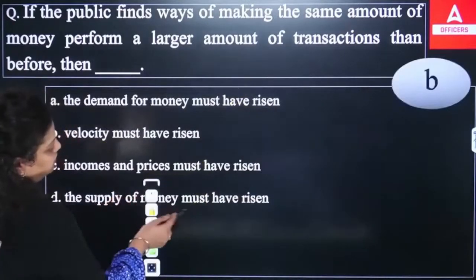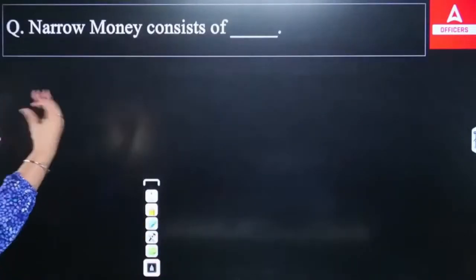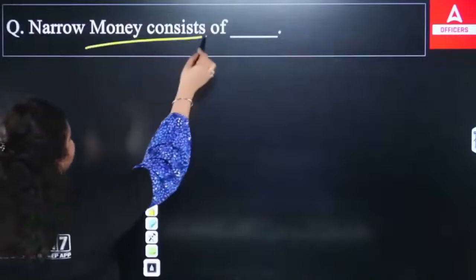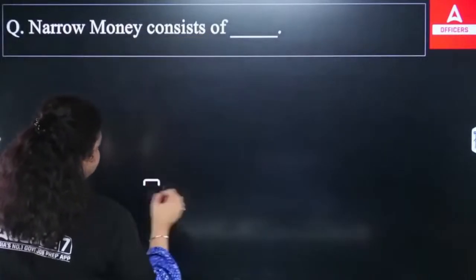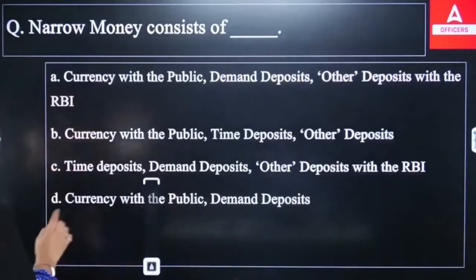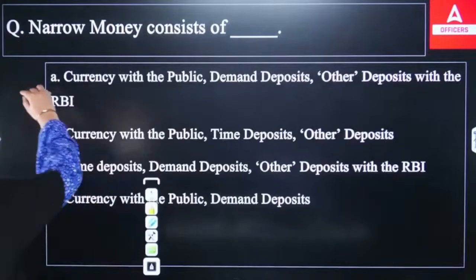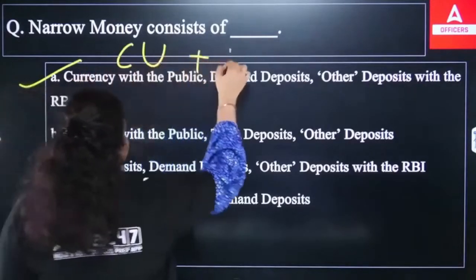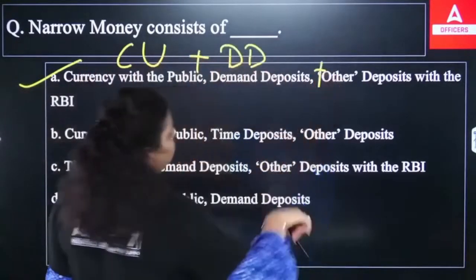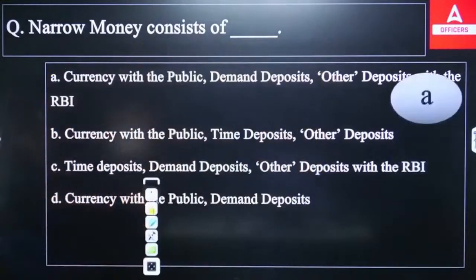Right is B option. Okay, because you are paying the same amount of money, but it is performing a greater transaction. Now, narrow money consists of, narrow money means M1. So, these are the options in front of you. Out of this, M1 includes currency with public plus demand deposit plus deposit with RBI. So, this is your right answer. M1 will be your A option.